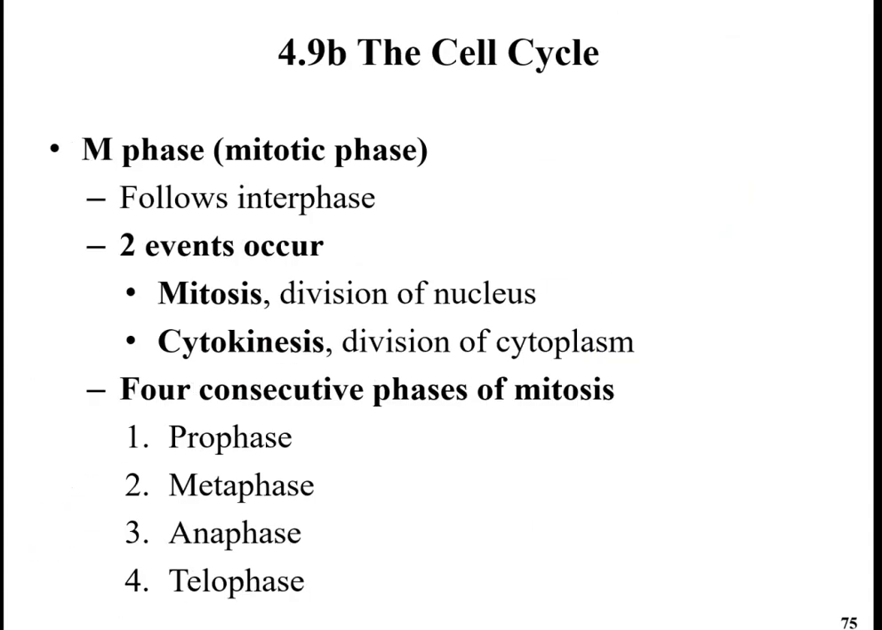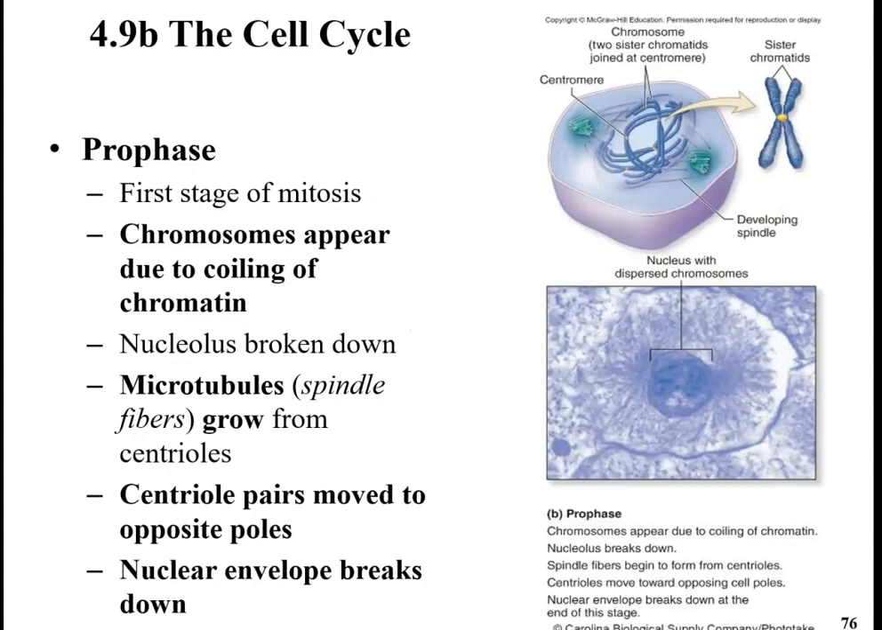All right, and then there's the M phase, or the mitotic phase. This follows interphase, and two events occur in it here. You have mitosis, which is the division of the nucleus, and then you have cytokinesis, which is division of the cytoplasm. And there are four phases of mitosis. There's prophase, metaphase, anaphase, and telophase.